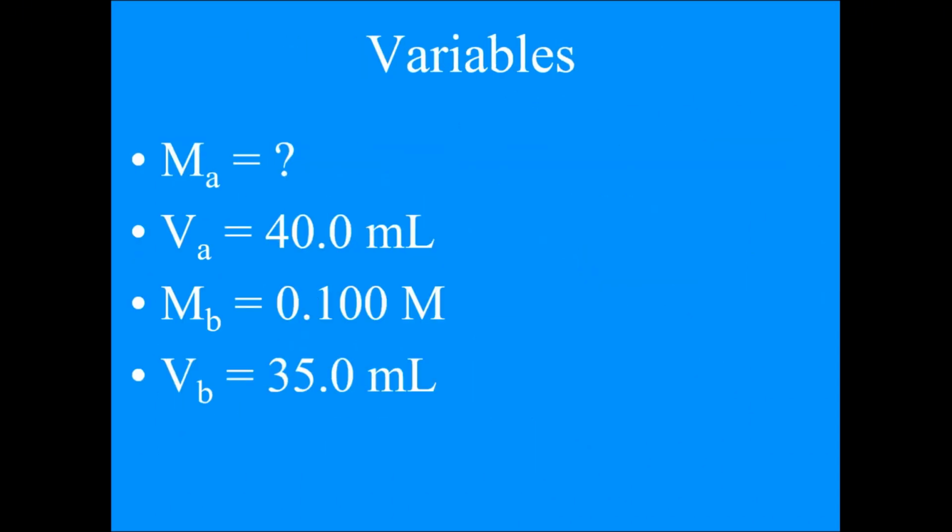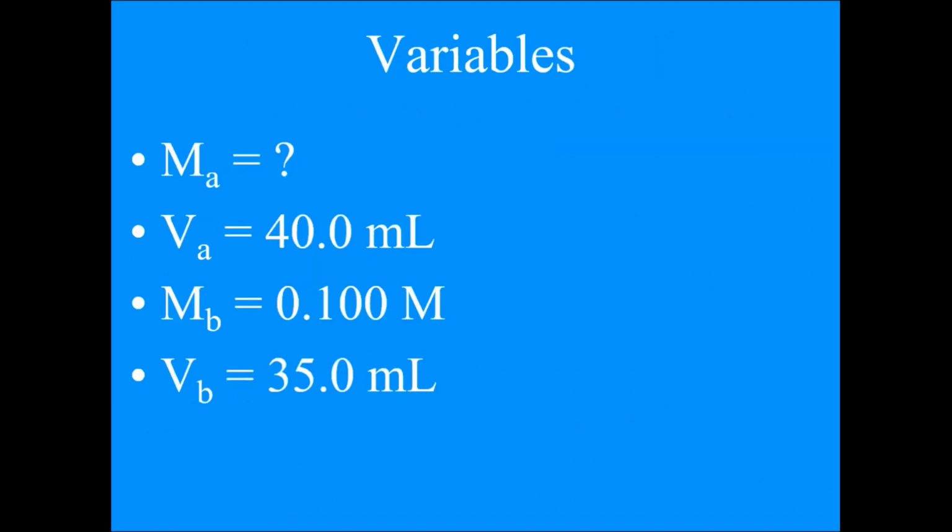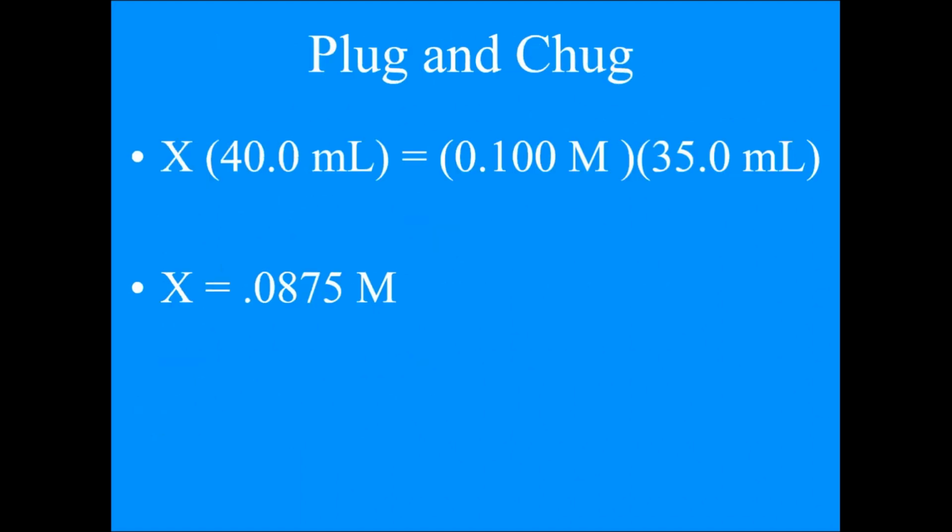Now we calculate. First of all, the equation. HNO3, you see only one hydrogen ion, so one H in acid. Only one hydroxide ion in base, so one. And water and salt are the products. This equation we will be using to solve the problem. These three have been given. This one we have to find. How? Plug in the values. These two are multiplied, divided by this number, and we get the molarity of acid, 0.0875. That's our answer.